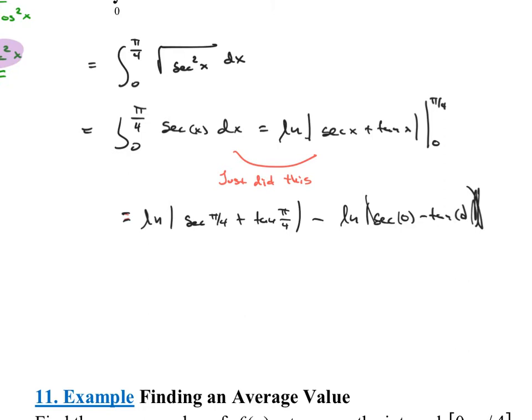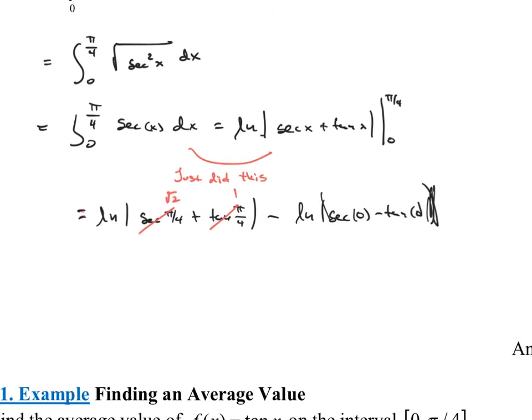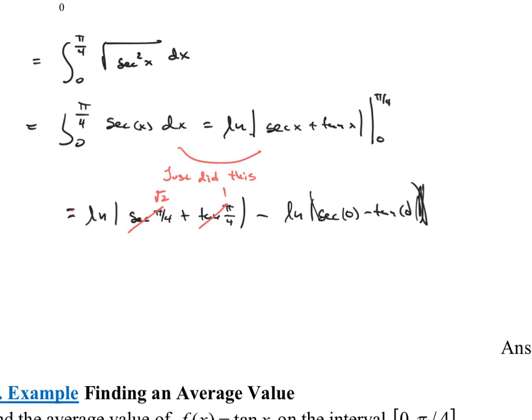Just put the dang thing in your calculator if you don't know that. So this value right here is the square root of 2. What's tangent of pi over 4? Put that into your calculator if you don't know it as well. That's a 1.